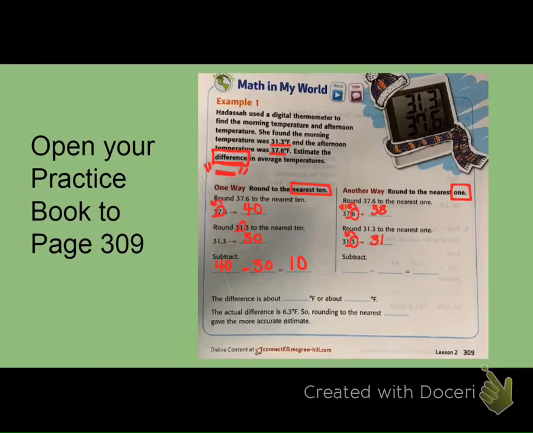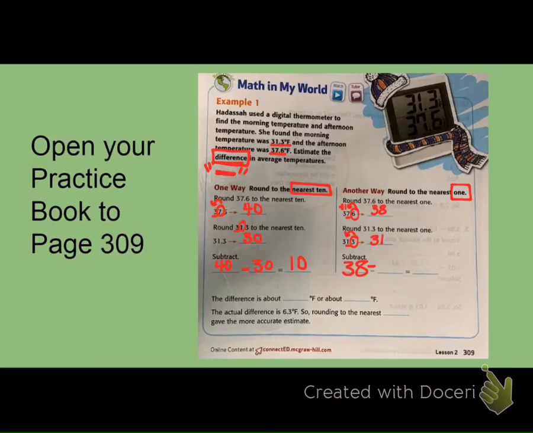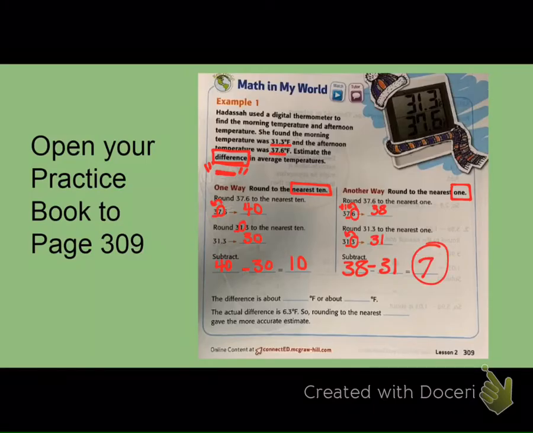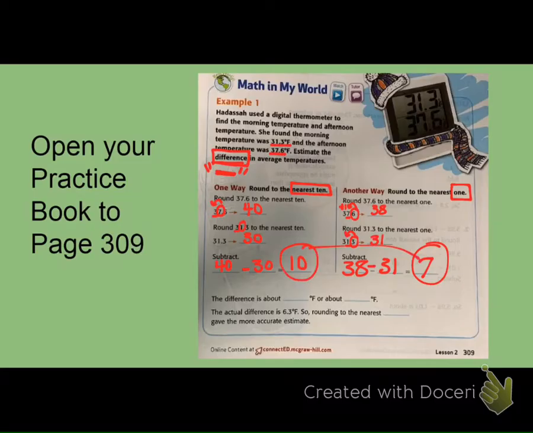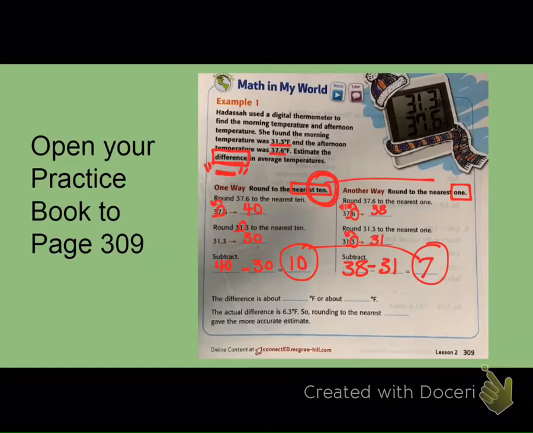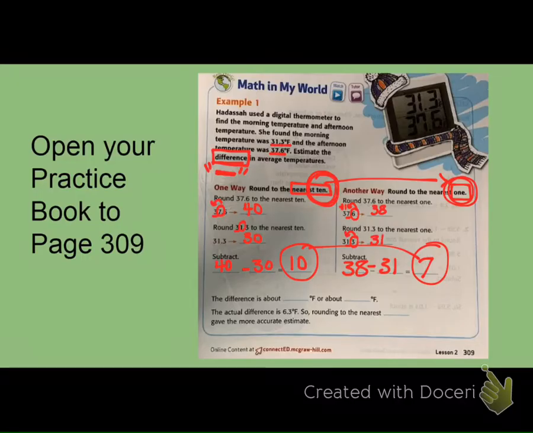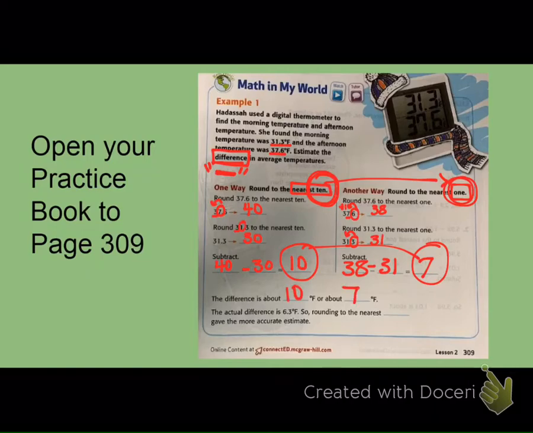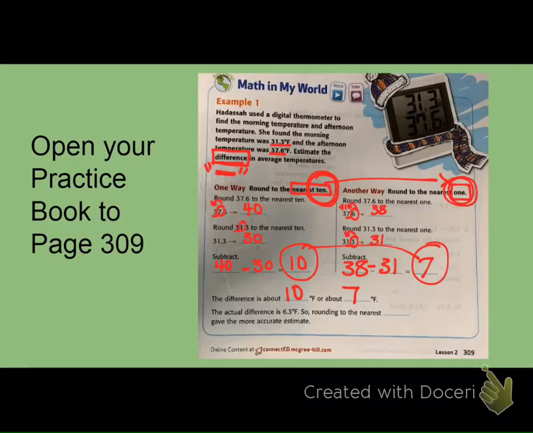So let's go ahead and subtract and see what our difference is. 38 minus 31, that's obviously 7. So you can see our two answers are slightly different depending on whether we're rounding to the nearest 10 or the nearest 1. The answers are going to be slightly different. So, answering the question on the bottom, the difference is about 10 or 7, depending on if you're rounding to the 10s or the 1s.